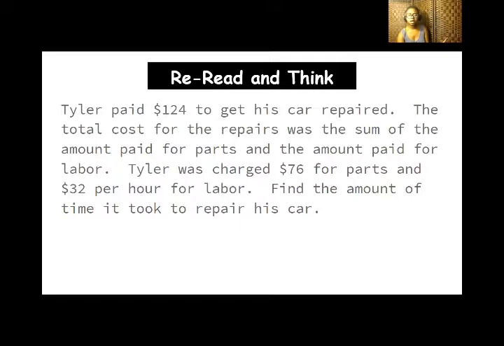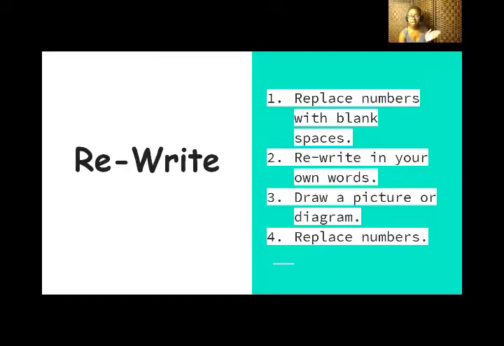Now let's try to rewrite this. So we're going to replace the numbers with blank spaces. Then we're going to rewrite it in our own words without the numbers. Draw a picture or diagram and replace the numbers. We are replacing the numbers with blank spaces because sometimes numbers can get in the way of you understanding what the question is asking you. So we're going to omit the numbers for now so that we can focus on the situation and then rewrite it, okay?